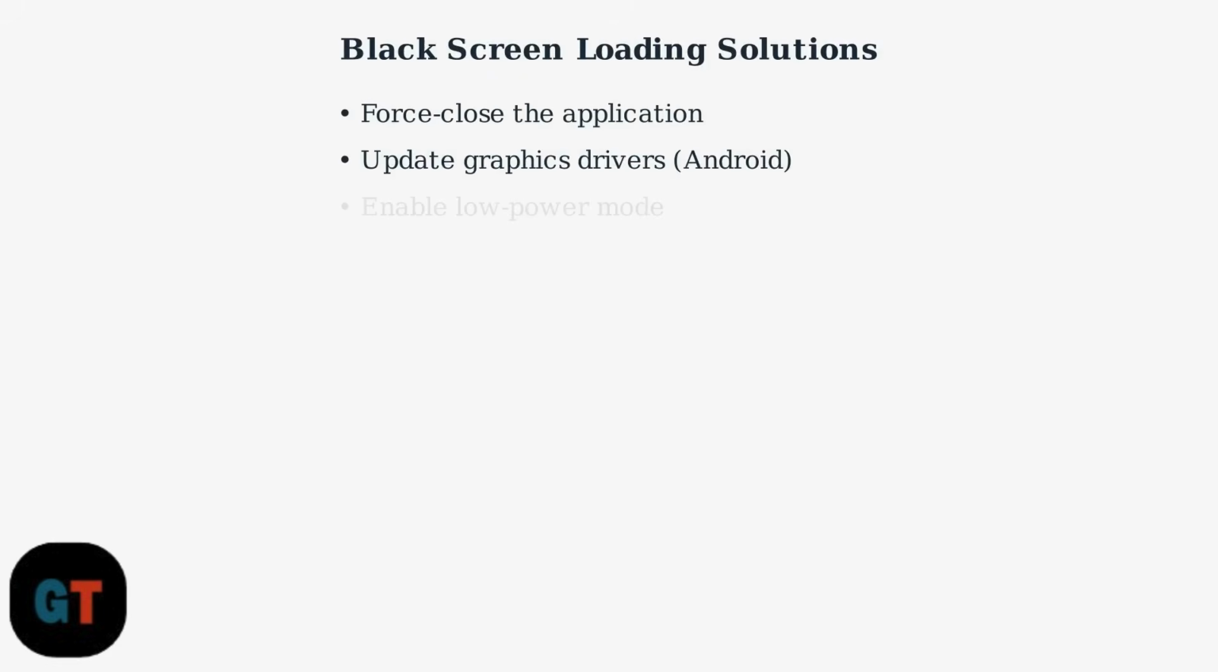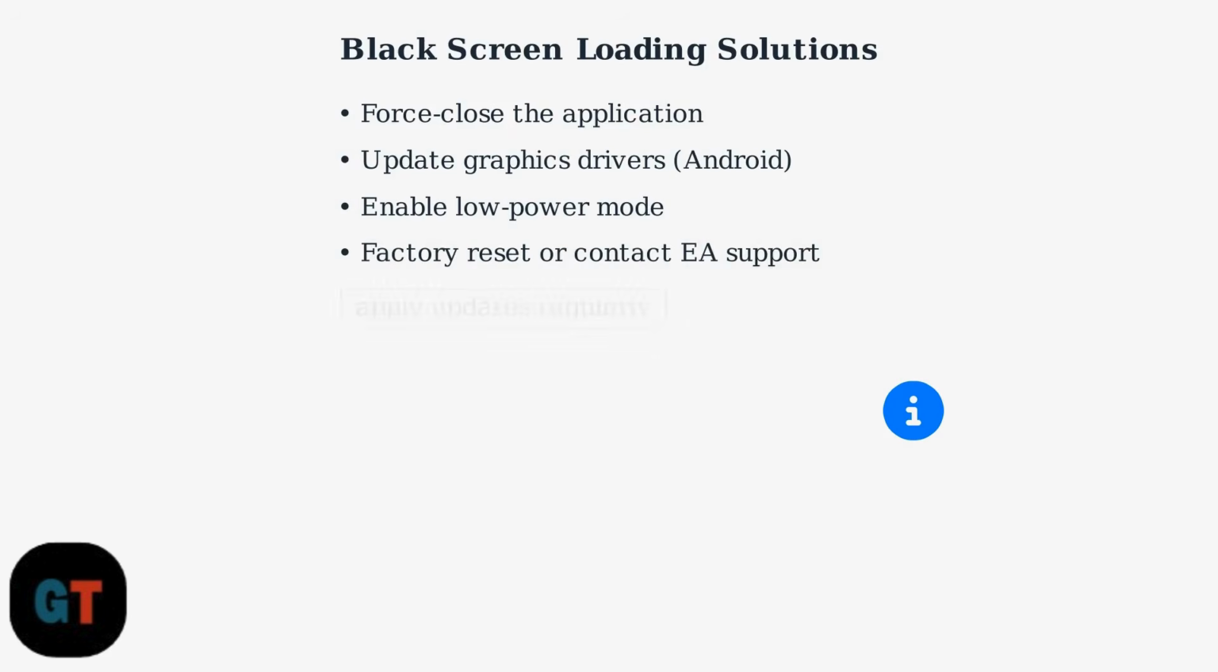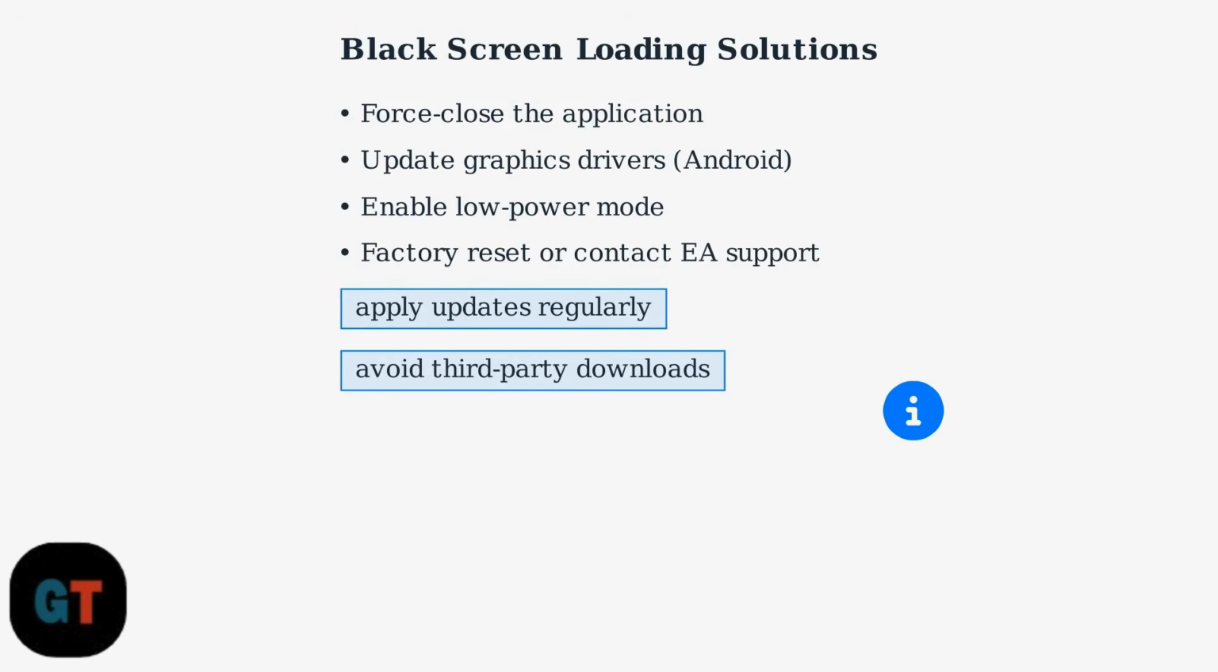If issues persist, uninstall and reinstall the game from official app stores to avoid malware. For black screen loading, force close the application, update graphics drivers if on Android, or enable low power mode. If these steps fail, a factory reset of the device or contacting EA support may be necessary. Remember to apply updates regularly and avoid third-party app downloads to prevent future issues. Start with simple fixes and then move to more advanced solutions.